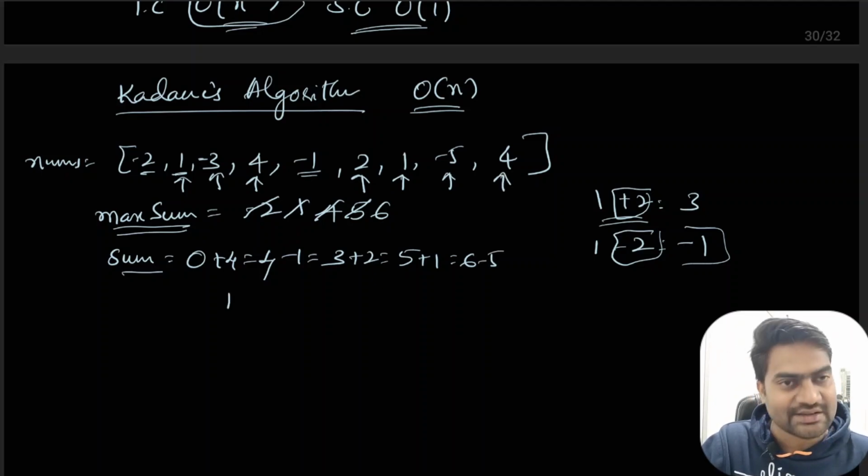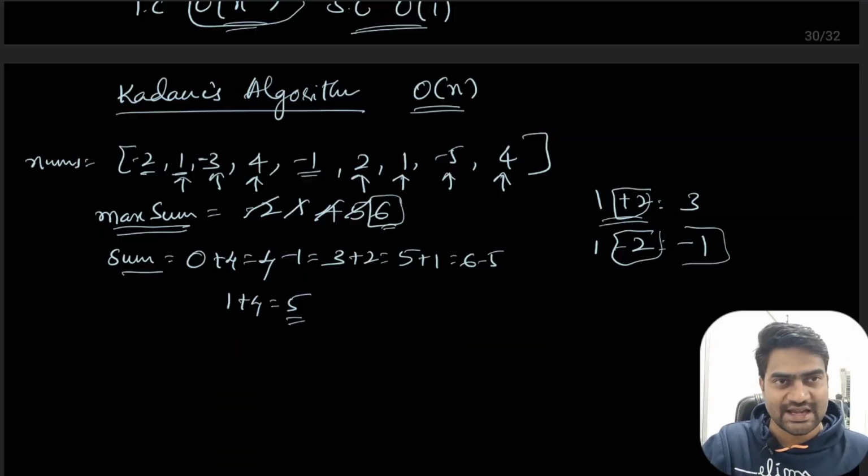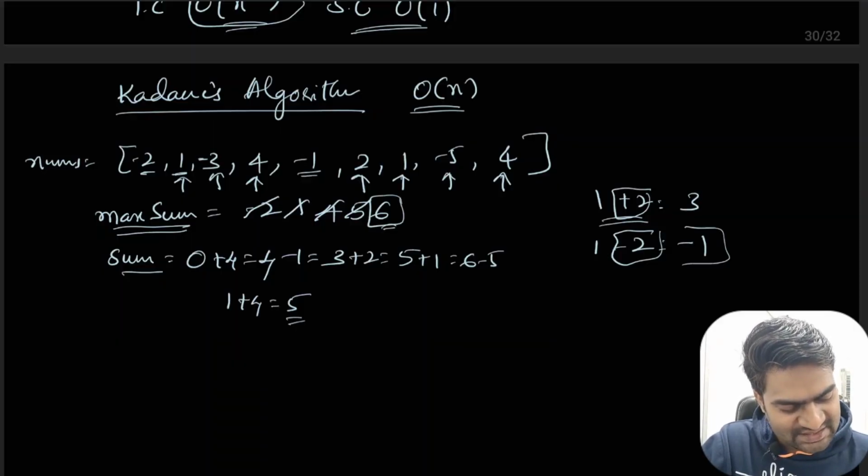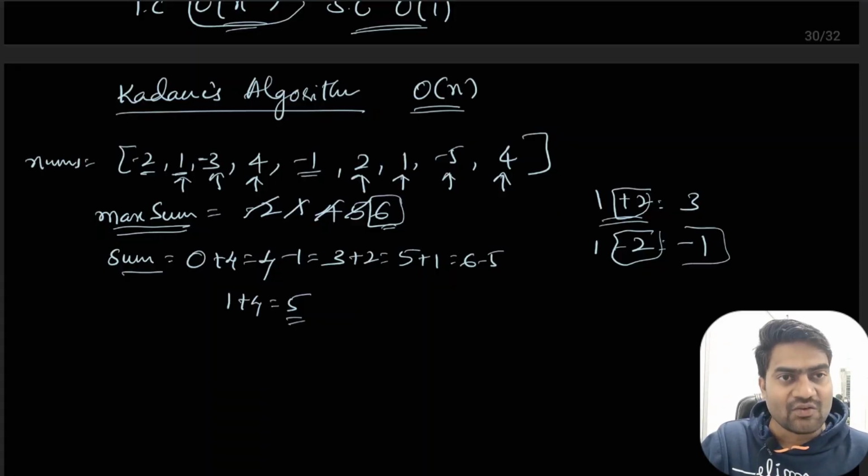Next I'll go to the next number, it becomes 5. Again this is less than our 6. So if you see, we get the maximum sum, which is 6. So we can simply return that answer. This way we can find the maximum sum of the subarray in O of n time complexity.